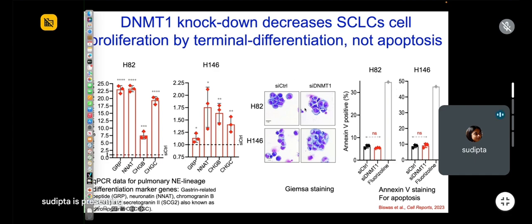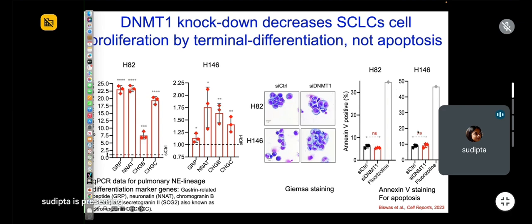And by imaging, we are showing the images. This is a Giemsa staining. Whenever the nucleus-to-cytoplasm ratio increases, that is an indication of cell differentiation. You can see here the control is nicely round and the cytosol is less, and with DNMT1 knockdown the cytosol is more and the cell size is increasing. Those are the indications of differentiation, and we see it in both cases.